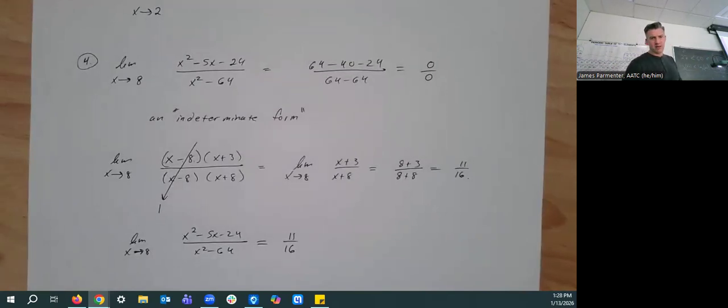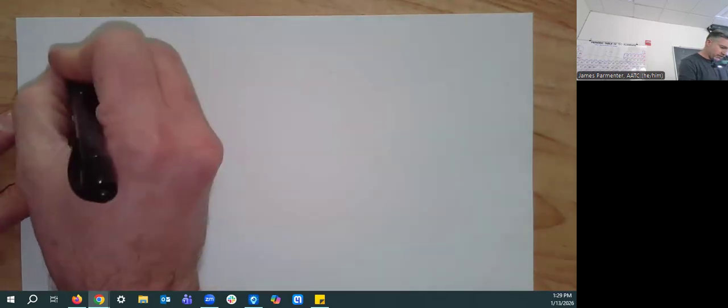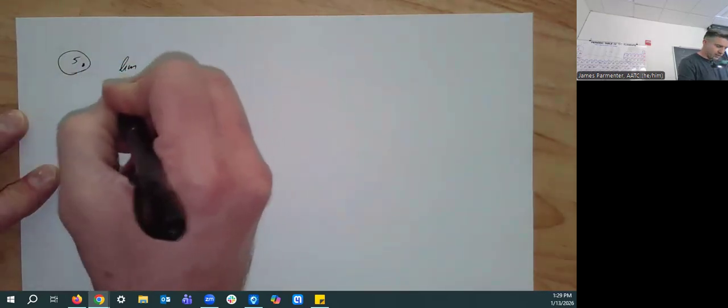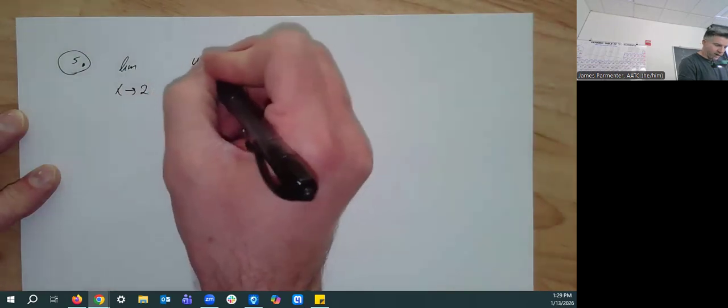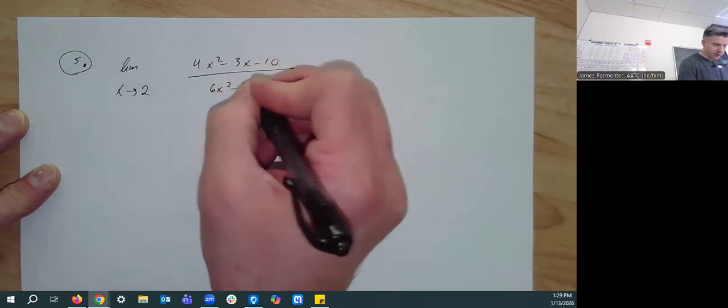So let's see. What else do I want to say here? Yeah. So I would say with these 0 over 0 types of limits, which are the majority of the types of limits you encounter that aren't having to do with infinity, there's three things that happen. One of them, which we've encountered already, is where you factor. So for example, if I were to ask you all to try number 5 here: the limit as x approaches 2 of 4x squared minus 3x minus 10 divided by 6x squared minus 12x.